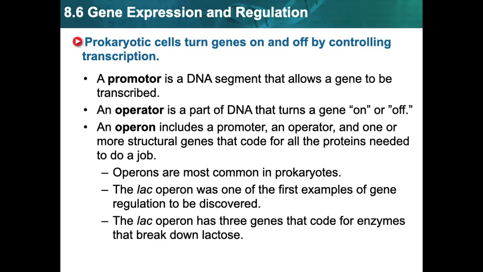So they found within a bacterial cell that the lac operon has 3 genes. And these 3 genes code for enzymes that break down lactose. They work together to make enzymes that can digest lactose. What they discovered too is that these genes are only turned on when there is lactose present in the cell. When the cell has lactose to break down, these genes are turned on. But if there's no lactose present, the genes are turned off.